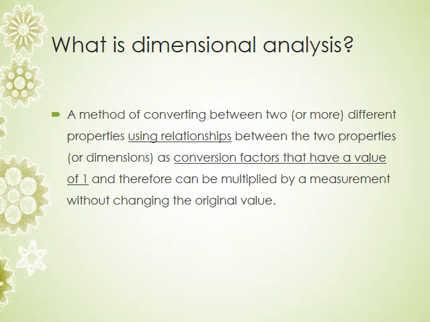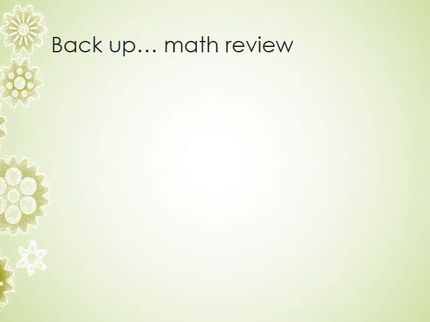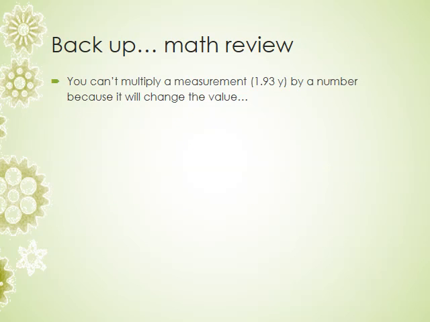All right, let's go back and review some. You can't just multiply a measurement, let's say our measurement was 1.93y, by a number because it changes the value. I can't just multiply it by 7, then it becomes a different number. But I can multiply it by 1 because any number multiplied by 1 remains the same number. So 1.93y times 1 is equal to 1.93y. It's the same value.